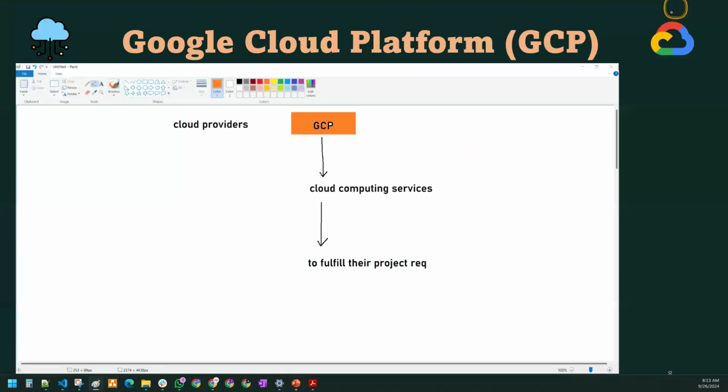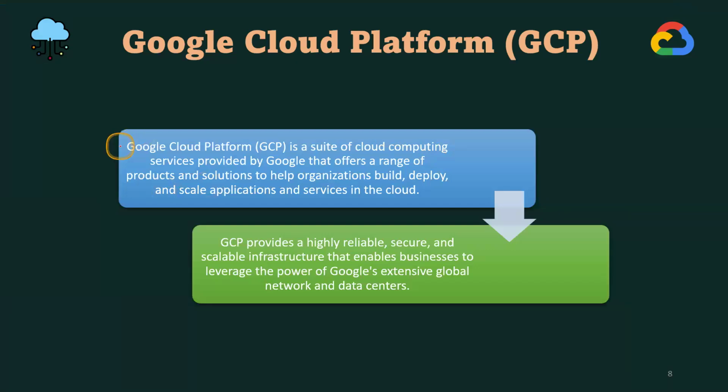You can see here, Google Cloud Platform is a suite of cloud computing services provided by Google that offers a range of products and solutions to help organizations build, deploy, and scale applications and services in the cloud. These services are a highly reliable, secure, and scalable infrastructure that enables organizations to use the power of Google's extensive global network and data centers.